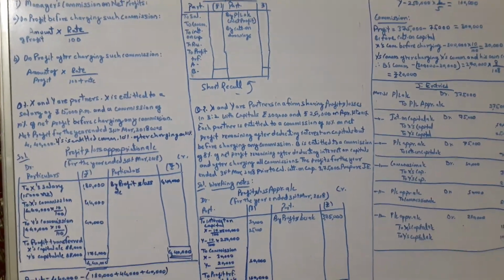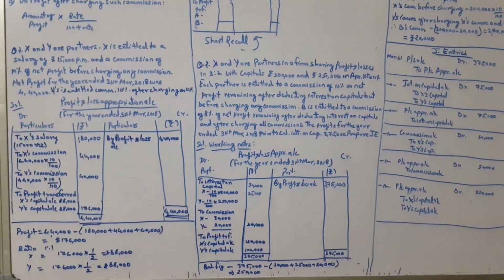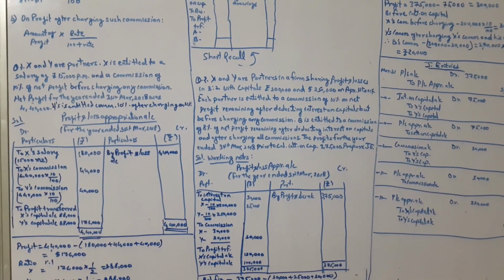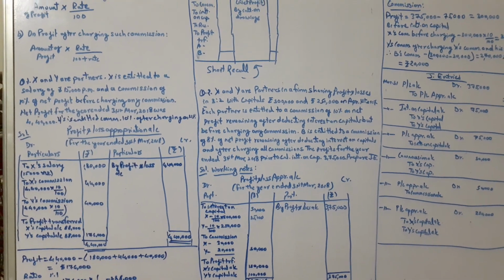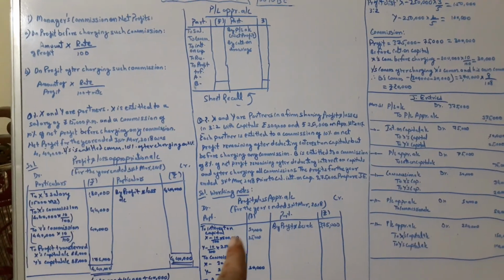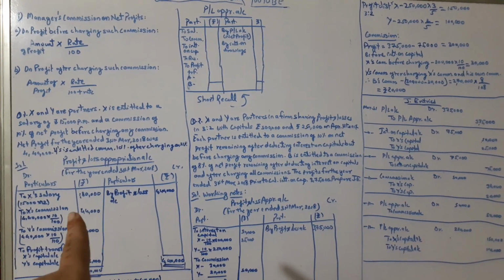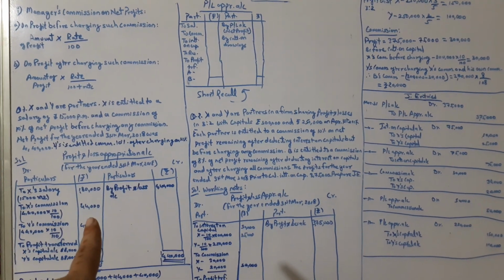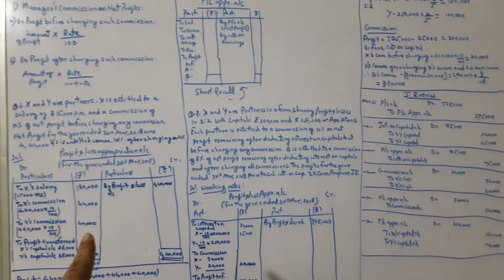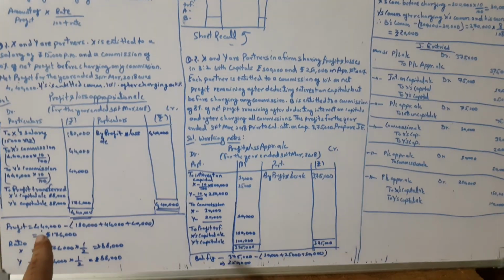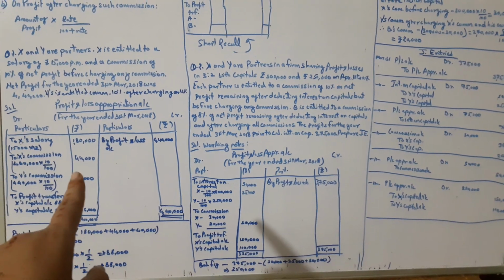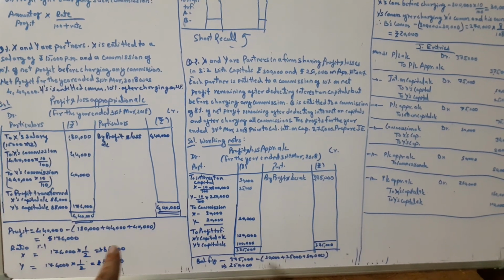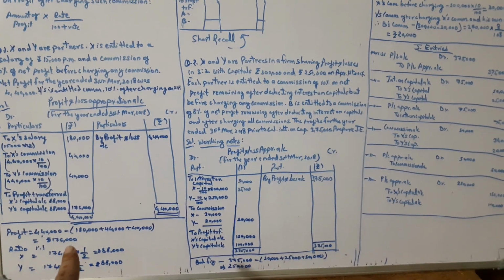Then let's calculate profit. First of all, do not forget to transfer the balance of net profit 4,40,000 in the credit side, which is already mentioned here. So 4,40,000, salary is 1,80,000, commission of X is 44,000, commission of Y is 40,000. So let's calculate the balancing amount: 4,40,000 minus 1,80,000 plus 44,000 plus 40,000. So here you will get 1,76,000.